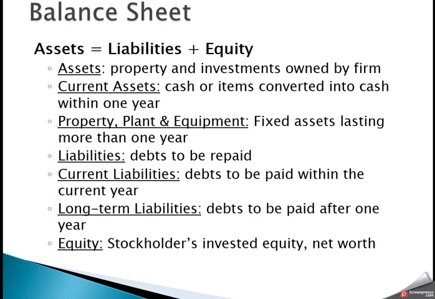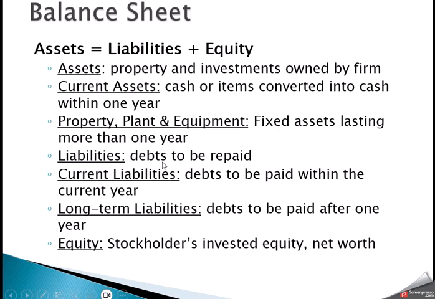Okay, then our balance sheet, again, you've got to understand our balance sheet. So it goes back to our accounting equation. It's our assets are equal to our liabilities plus our equity. Assets are things that we own. Current assets are things that are going to be converted into cash within 1 year. Property, plant, and equipment are, again, our tangible fixed assets that are going to last more than a year.